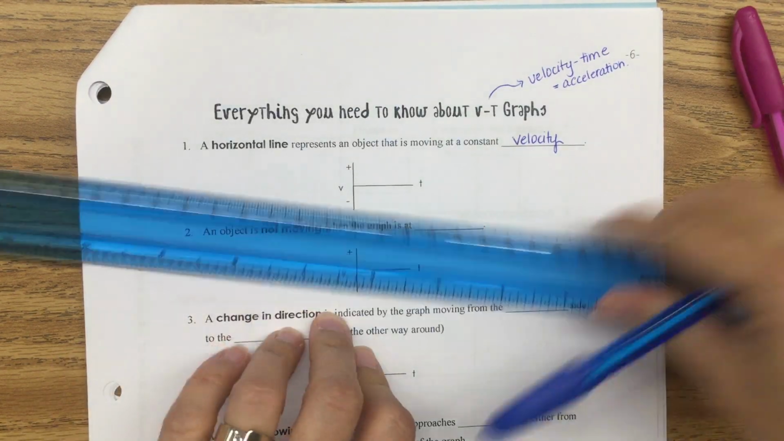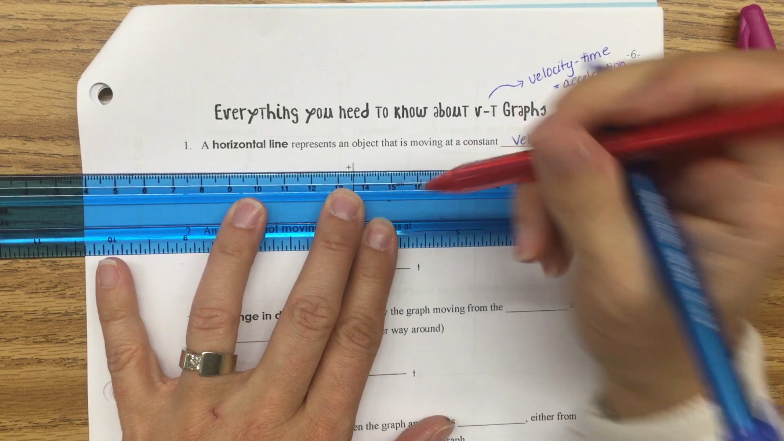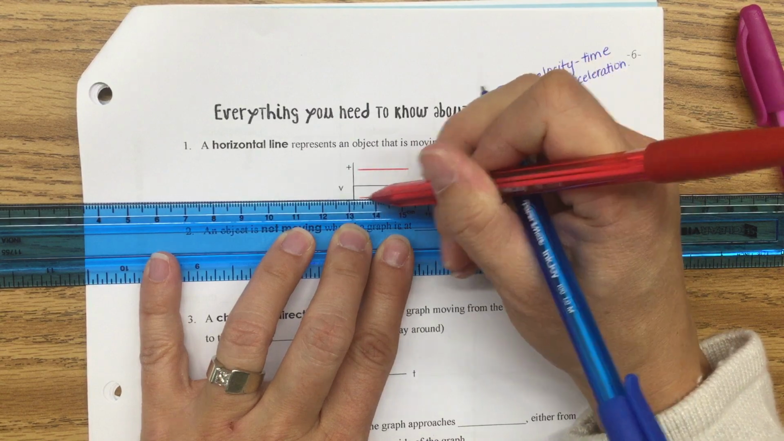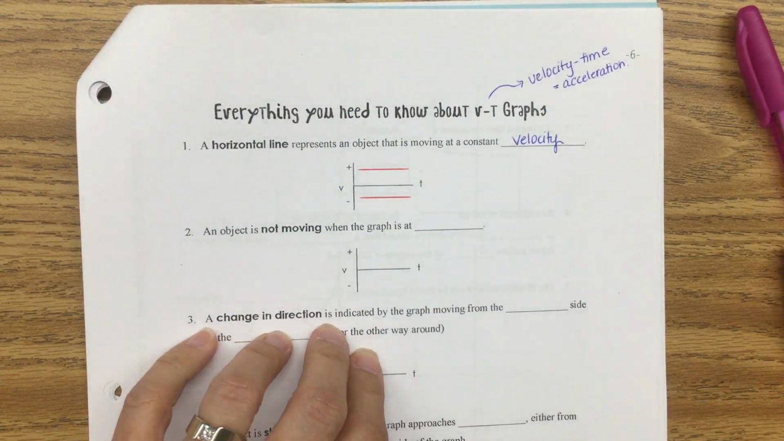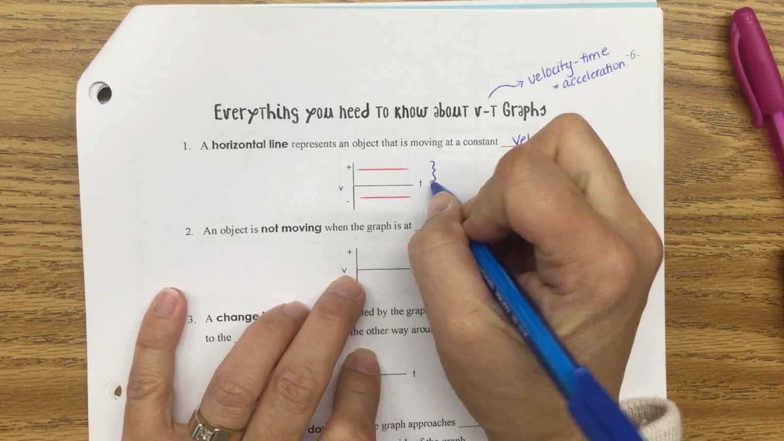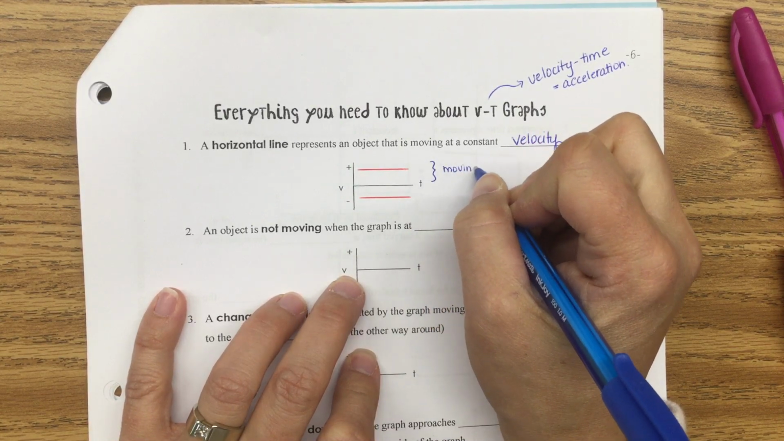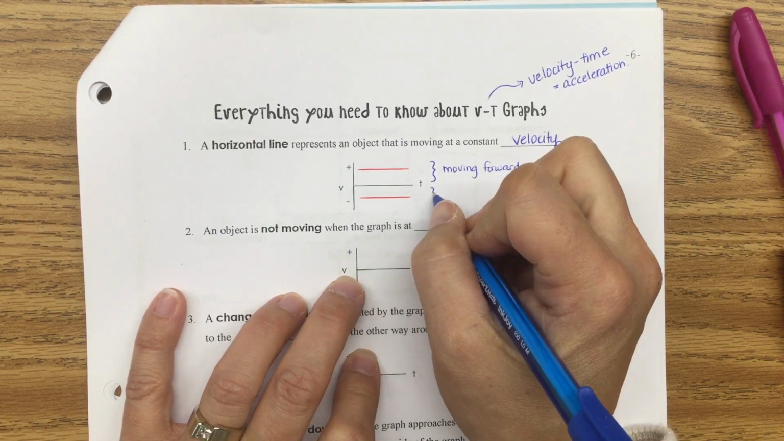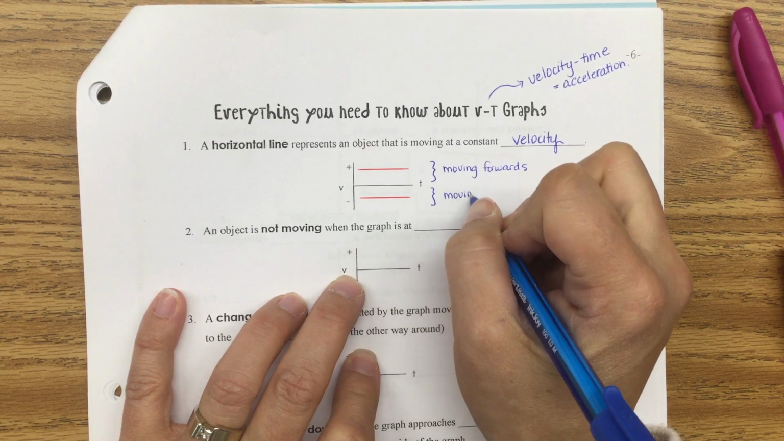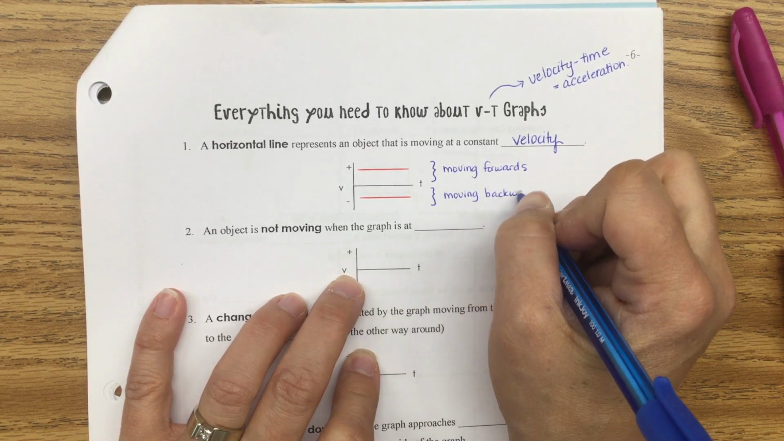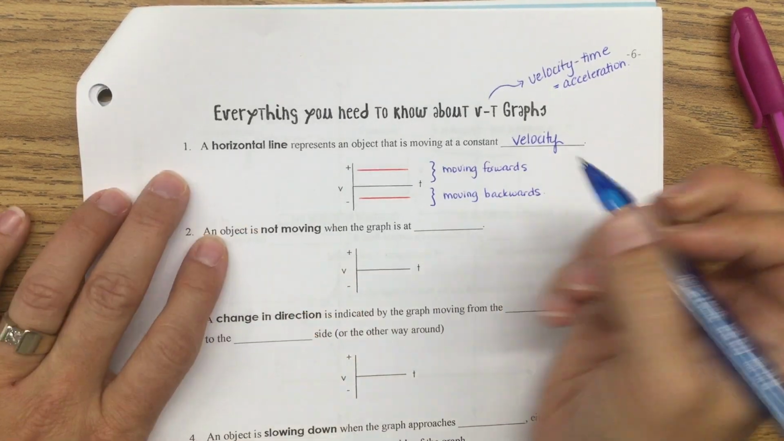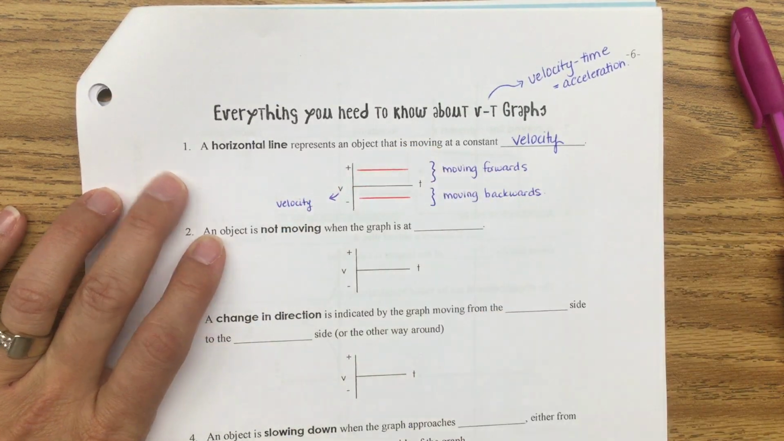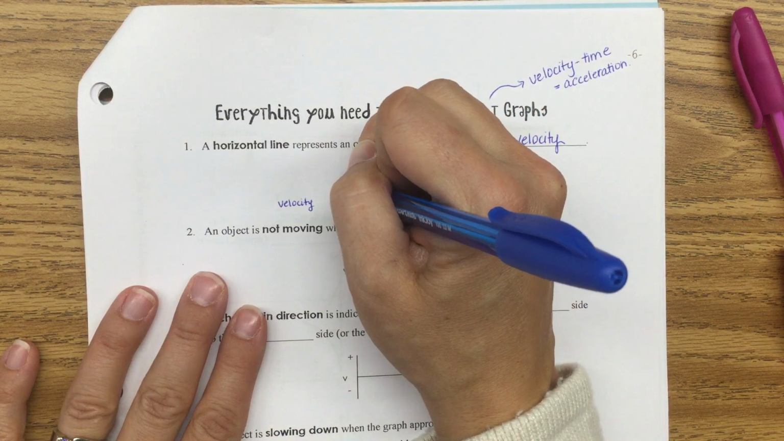Okay, so if I take my ruler and I draw a horizontal line in the upper area, I draw a horizontal line in the lower area, okay. This upper area means that we're moving forwards. Okay, any lines that appear below the x-axis mean that we're moving backwards. Okay, this V here stands for velocity. Right, and the T stands for time, and that's 0.